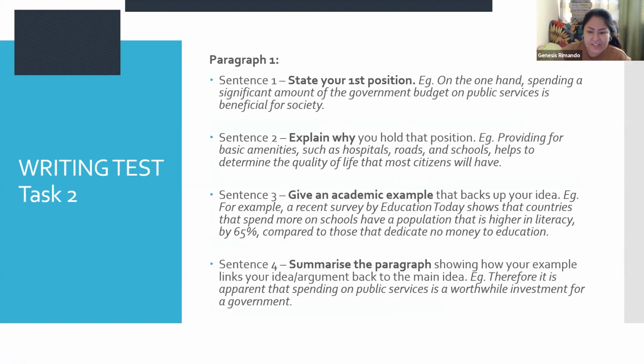This is supporting paragraph number 1. Her first position is, on the one hand, spending a significant amount of the government budget on public services is beneficial for society. Providing for basic amenities such as hospitals, roads, and schools helps to determine the quality of life that most citizens will have. Then she gave an example. Therefore, it is apparent that spending on public services is a worthwhile investment for a government. So she supported, like, I agree that it's okay for the government to spend on amenities. So this was her supporting.